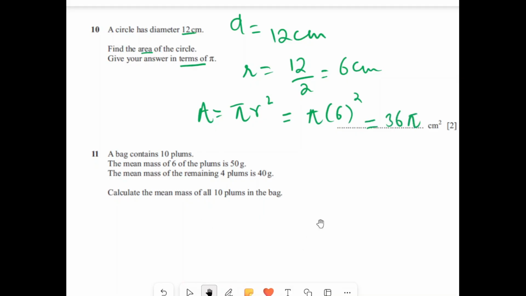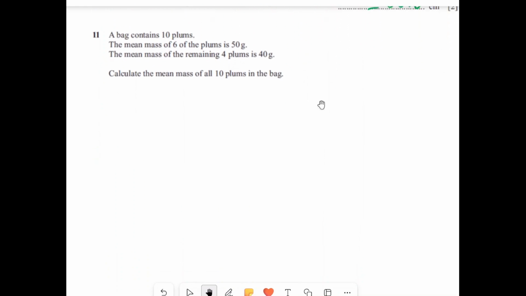Next question says, a bag contained 10 plums. The mean mass of 6 plums is 50 grams, and the mean mass of the remaining 4 plums is 40 grams. Calculate the mean mass of all 10 plums. Okay, here the students make a very common mistake. Let me show you how.